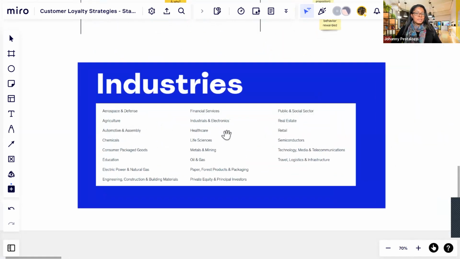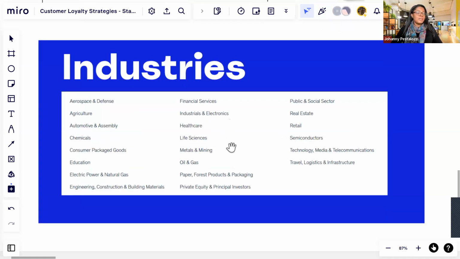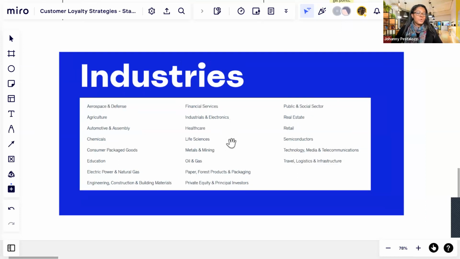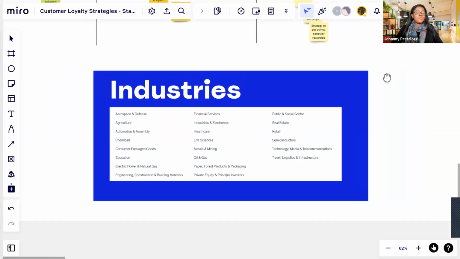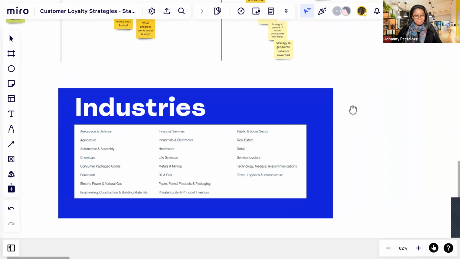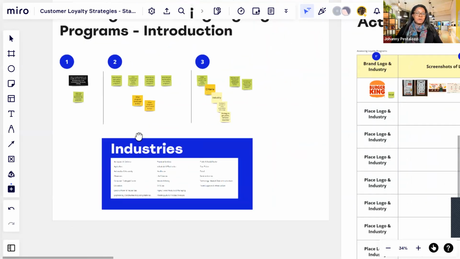Here I placed a screenshot of industries that you may have a look at, especially when you're identifying the brands that you like the most. If you would like to have a review of industries that there are, or the most common ones, you can have a look here and then refer to it in the next exercise. So that's the first part.